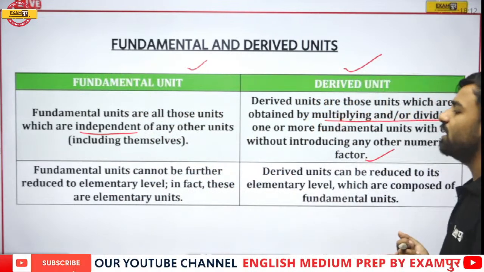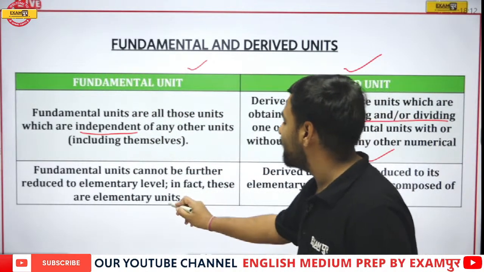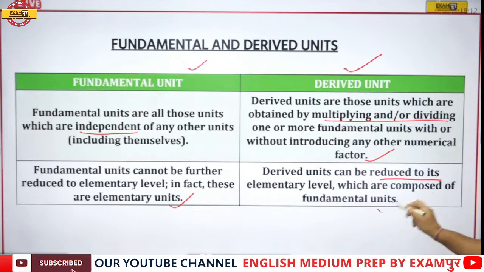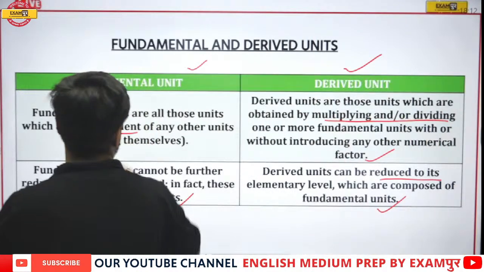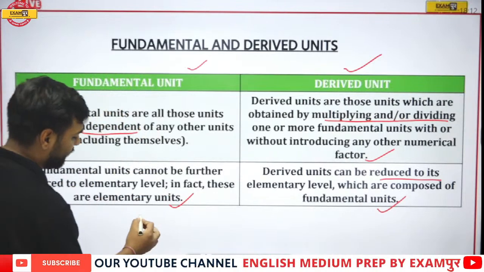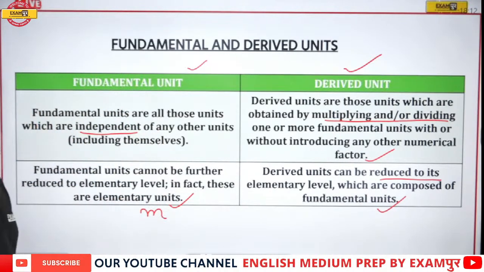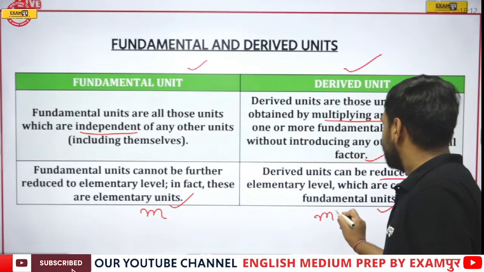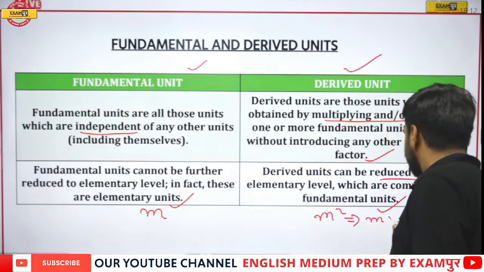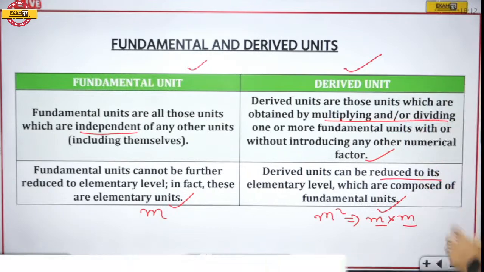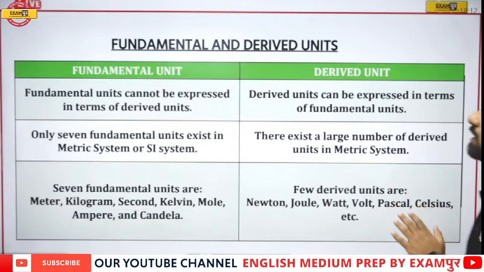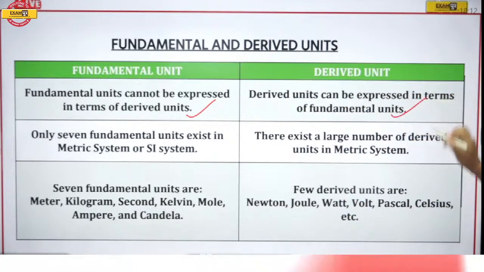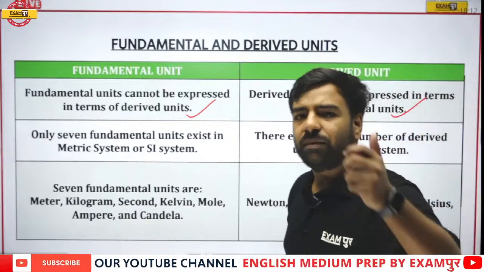Fundamental units cannot be further reduced to elementary level. In fact, these are elementary units, but derived units can be reduced to their elementary level, as they are composed of fundamental units. We have discussed it. When I was talking about the fundamental unit, for example, let's talk about length. We're talking about meter, correct? But if I talk about the area, it will be what? It will be meter square, that is, meter cross meter. Got my point? So yes, this is the derived quantity. Now, fundamental units cannot be expressed in terms of derived units, but derived units can be expressed in terms of fundamental units. It's a basic concept, but yes, it is there.